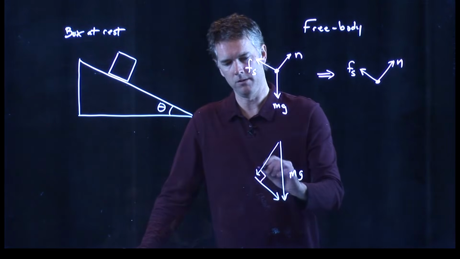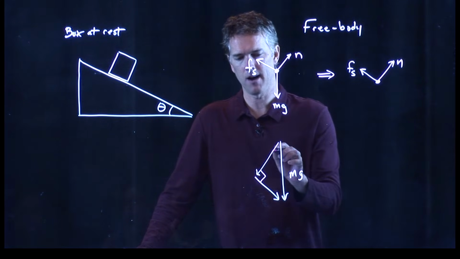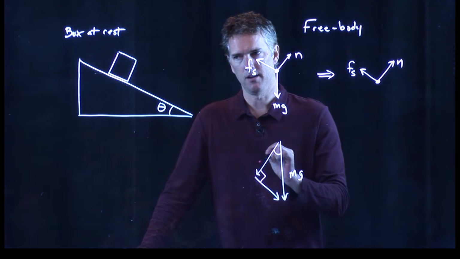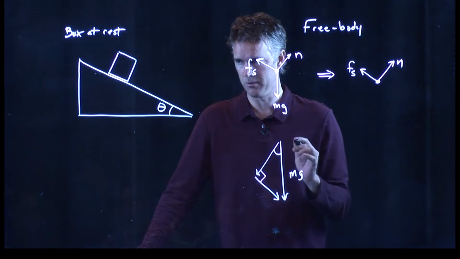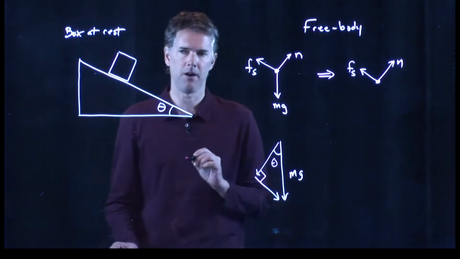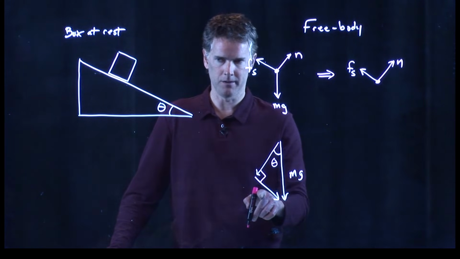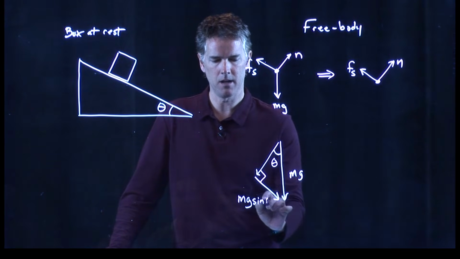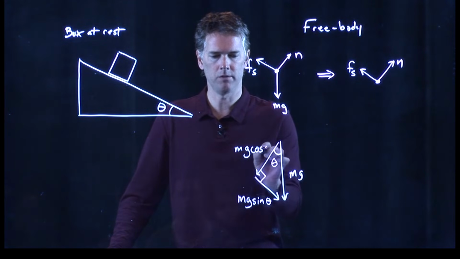And this triangle is a right triangle. And we need to figure out if this is theta or that is theta. And the way I like to do it is just take a guess and see if you're right. So let's take a guess. Let's say that theta is right there. If that one is theta, then this side of the triangle has to be mg sine theta. And this side of the triangle has to be mg cosine theta.